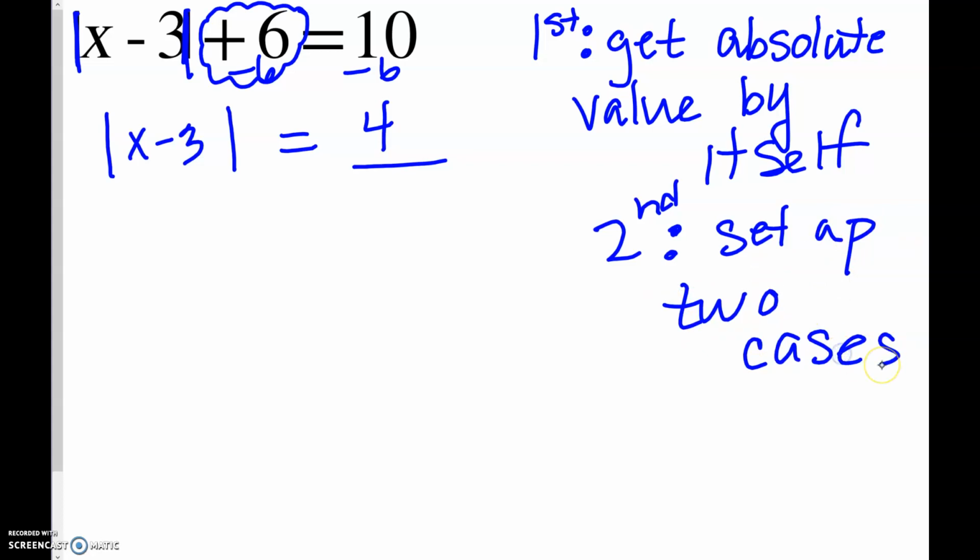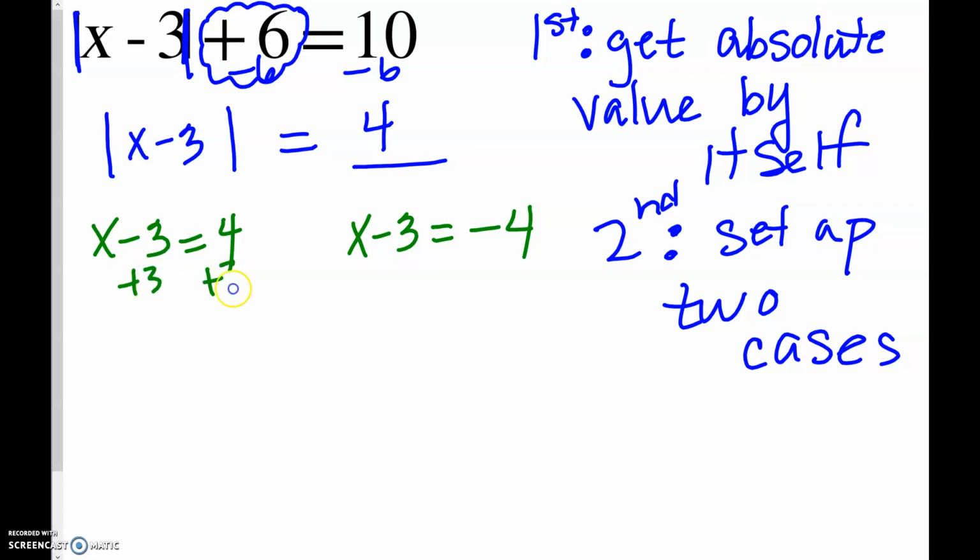Alrighty, so here we go. The first case that I'm going to set up is x minus 3 equals 4, no absolute values. And the second case is going to be x minus 3 equals negative 4. So now I'm going to go ahead and solve these. Add 3, add 3. So x equals 7. And over here, when we add 3 and add 3, x equals negative 1.